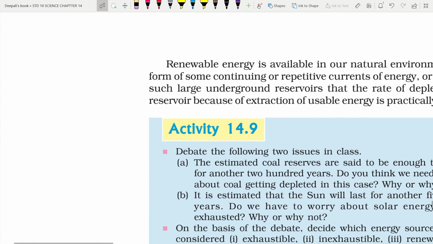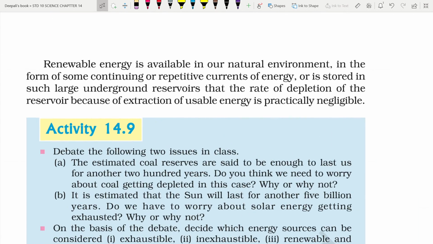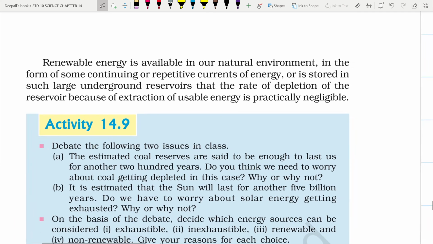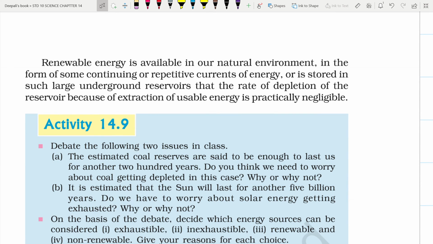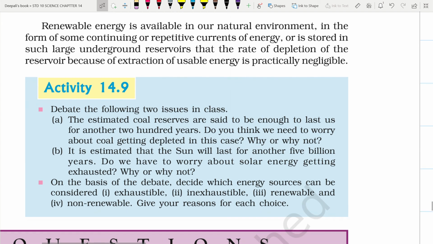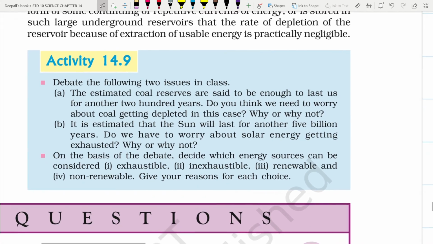Renewable sources are available in our natural environment in the form of some continuous or repetitive current of energy, or are stored in large underground reservoirs where the rate of depletion of the reservoirs because of extraction of usable energy is practically negligible. So we can keep on using this energy for a longer period of time.